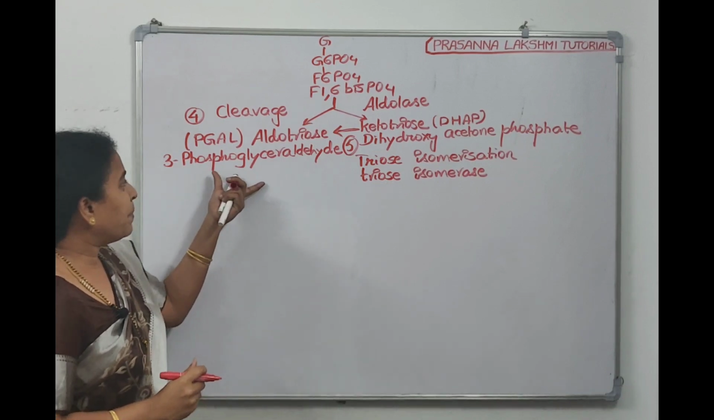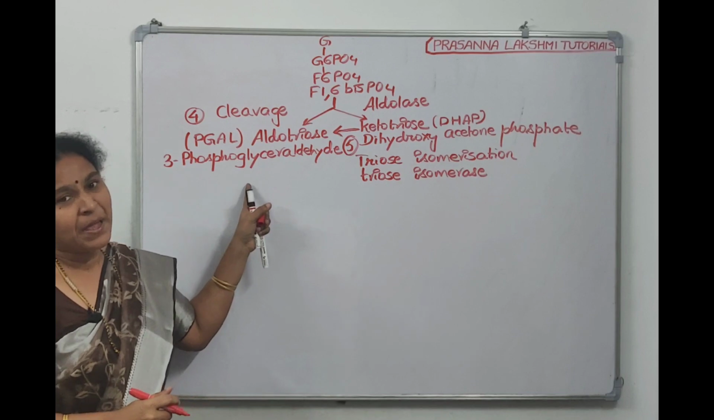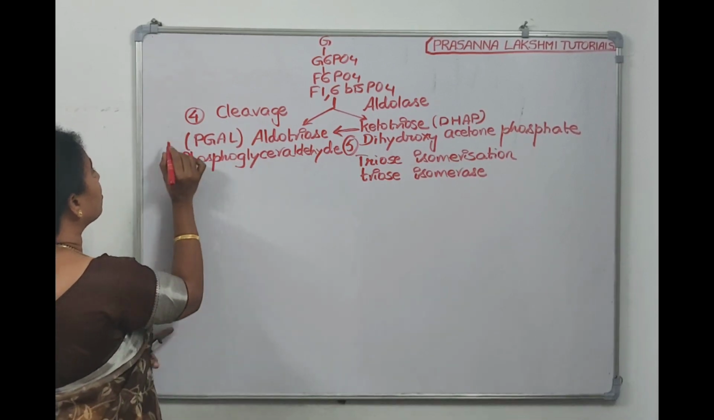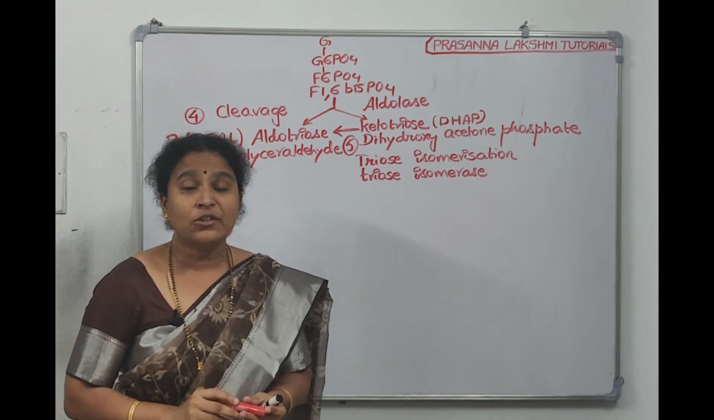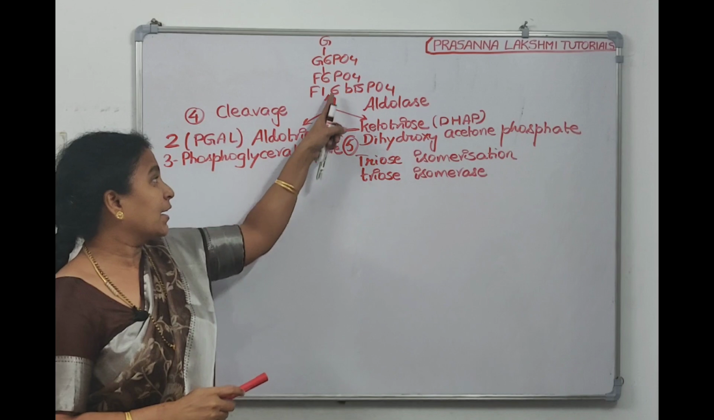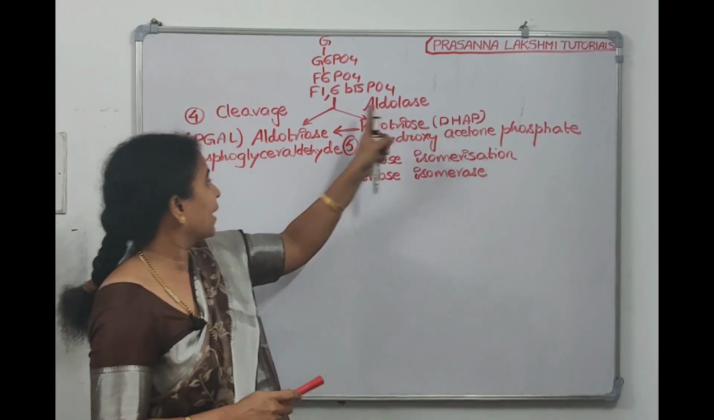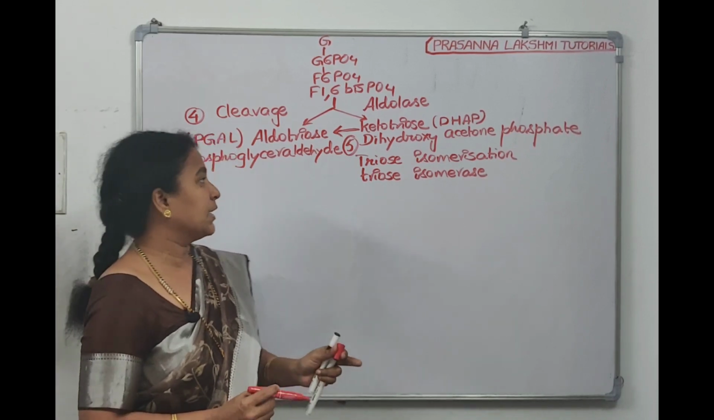So already one PGAL is there. DHAP also got converted to PGAL. Then we are getting 2 molecules of PGAL. So write down, we are having 2 molecules of PGAL. How do you get 2 molecules of PGAL? One PGAL is formed directly from fructose. After isomerization, this also got converted to this. So we got 2 molecules of PGAL, phosphoglyceraldehyde.